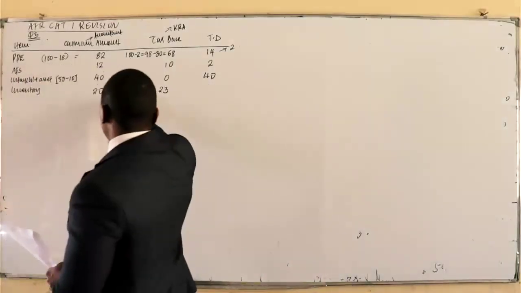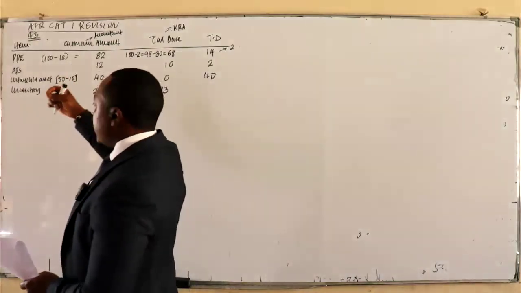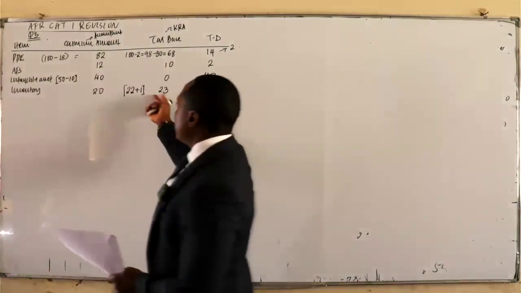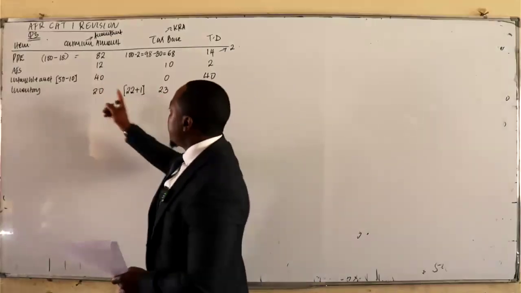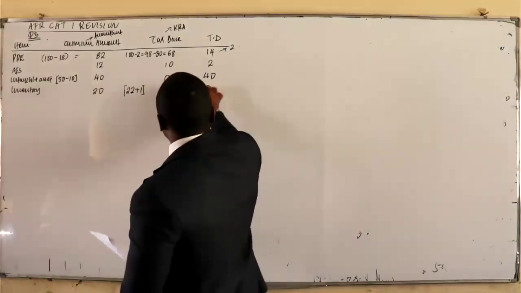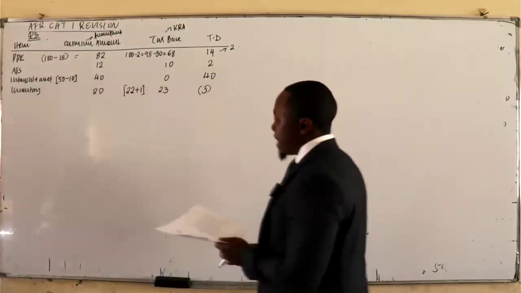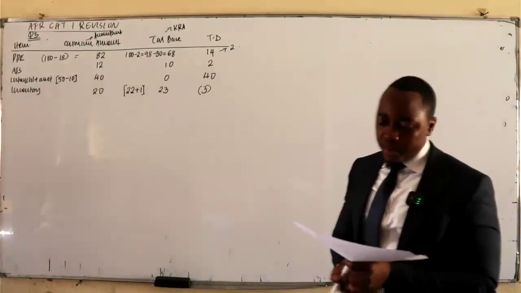So take the cost of 22, which was after deduction of unrealized profit of 1. So that means the original cost was 23. 20 minus 23, you get 3, which is a deductible temporary difference.